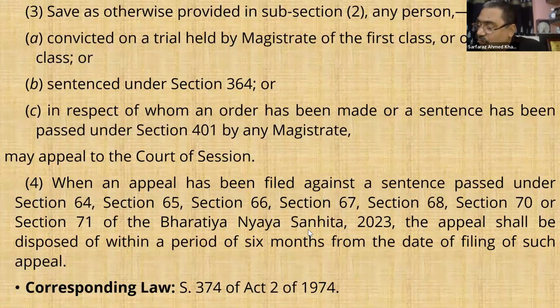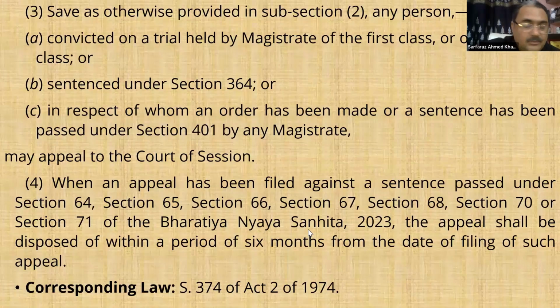Section 401 says order to release on probation of good conduct or after admonition. So, in respect of whom an order has been passed and sentence has been made by a magistrate under 401, in both cases, appeal will lie to the Court of Session. So, 364 and 401. 401 is release on probation or after admonition, and 364 is where cases are transferred from the magistrate court to the CJM, and the appeal lies to the Court of Session.